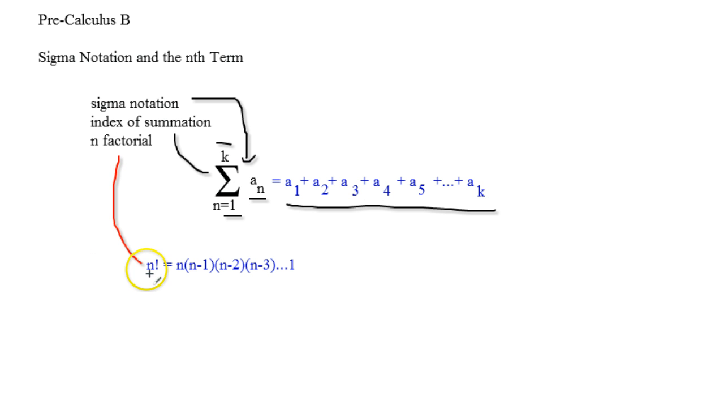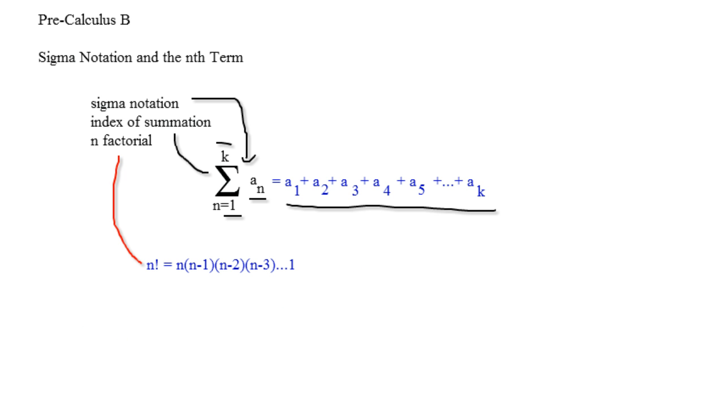Now, n factorial is n times n minus 1 times n minus 2 times n minus 3, all the way down to 1. Whatever the number is, you start at that number, then go to the next number, and you just multiply all the way down. Working with this, you can do it two ways. Method one is to write it out.